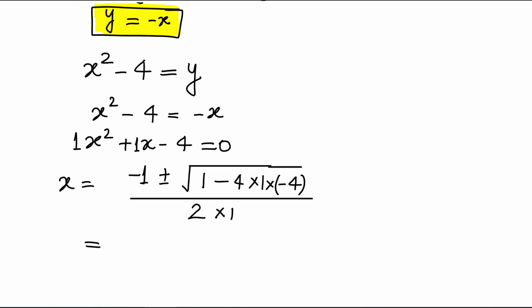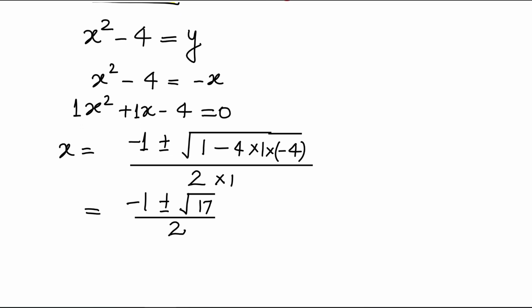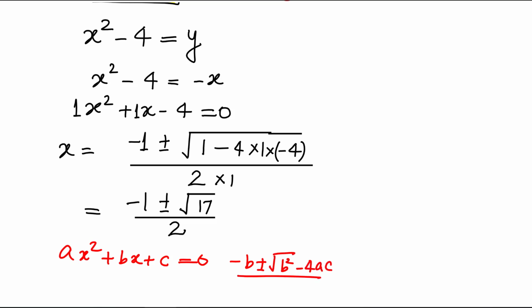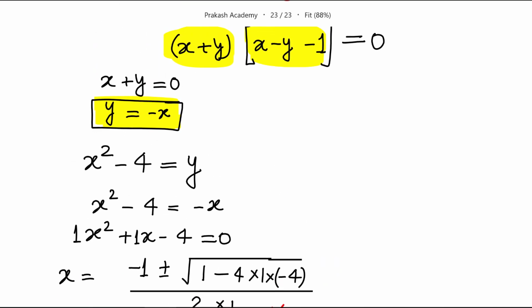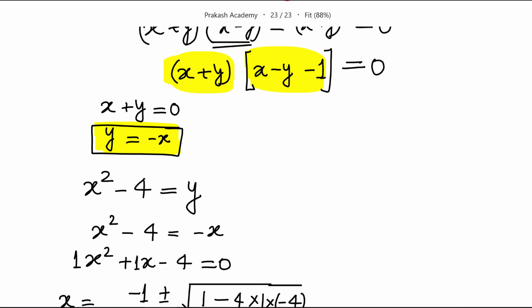So what we will have? We will have minus 1 plus minus root 17 divided by 2. Now here I have used the result of quadratic equation. If you remember, if you have a quadratic equation ax square plus bx plus c is equal to 0, then the roots of this equation are minus b plus minus root of b square minus 4ac, divided by 2a. So I have used this fact to calculate this value.